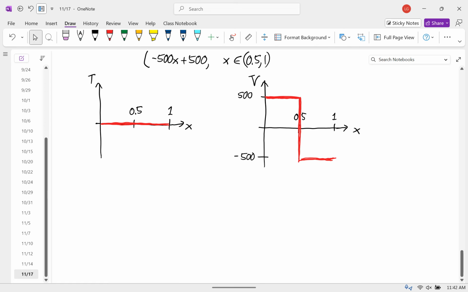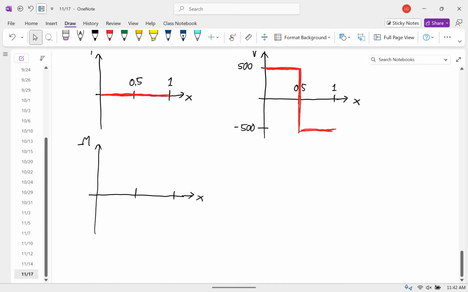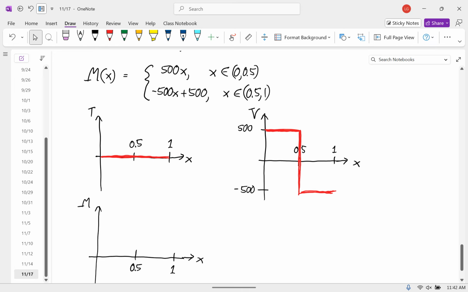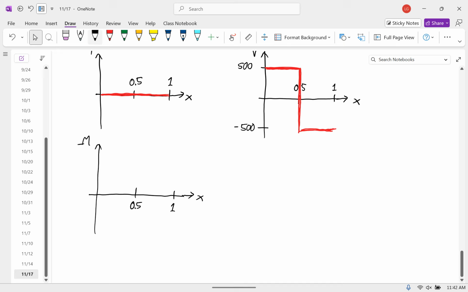Okay, and then for the bending moment, 0.51. So this would look like, it's going to go up to a maximum of 250, and then go down to 0 from there. So you get a function like that.